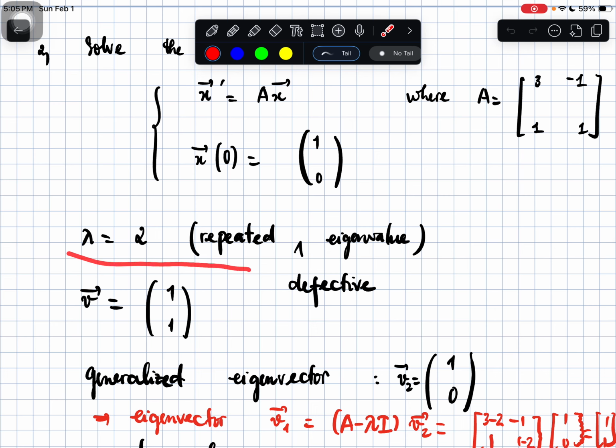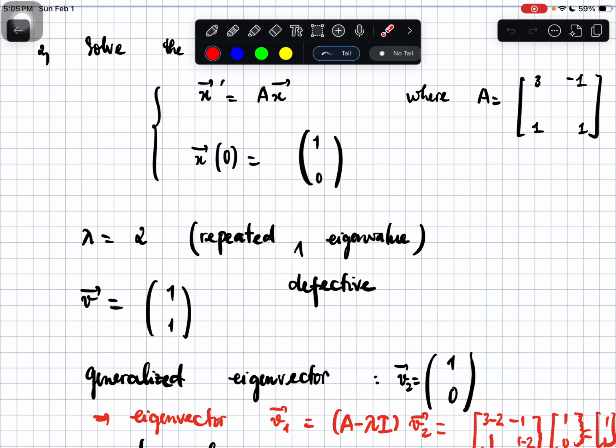You get the repeated defective eigenvalue case, where we have only one eigenvalue, lambda equal to 2. So this has algebraic multiplicity 2, but the geometric multiplicity is 1. We have only one linearly independent eigenvector, v = (1, 1), or any multiple of this vector, a times v, as long as a is non-zero. Then this is the ordinary eigenvector.